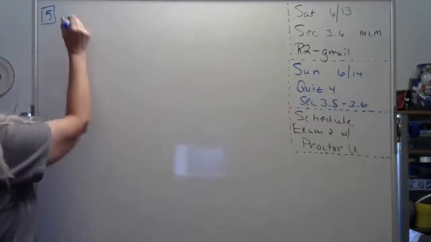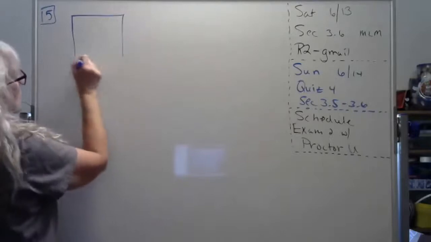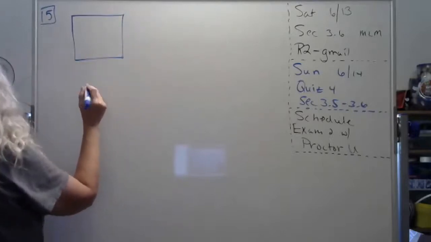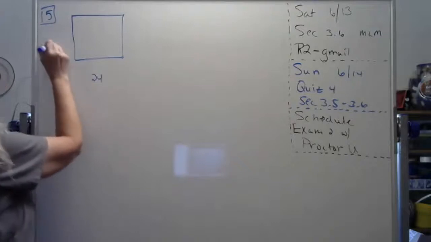Okay, so what are we starting with? Well, there's a picture there. The picture does help. So I've got a square piece of cardboard. It's 24 inches on each side. So it's 2 feet on each side. It's a pretty good size.